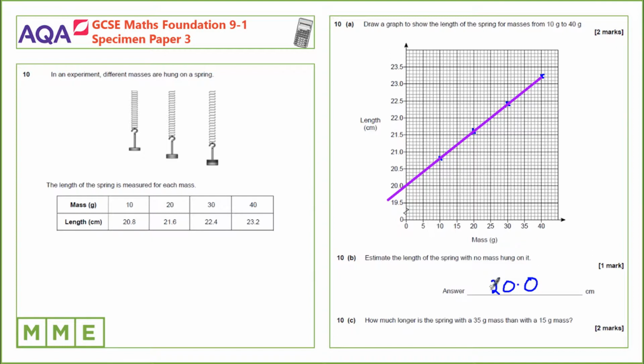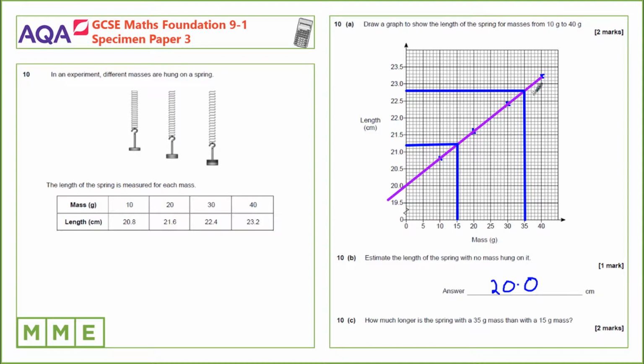For question 10c, how much longer is the spring with a 35 gram mass than with a 15 gram mass? To do this, we need to find the length of the spring for each of these two masses. For example, for the 15 gram mass, we'll read up to here, and across to here, and read off here. So now I've put my construction lines in to help, we can read these off.